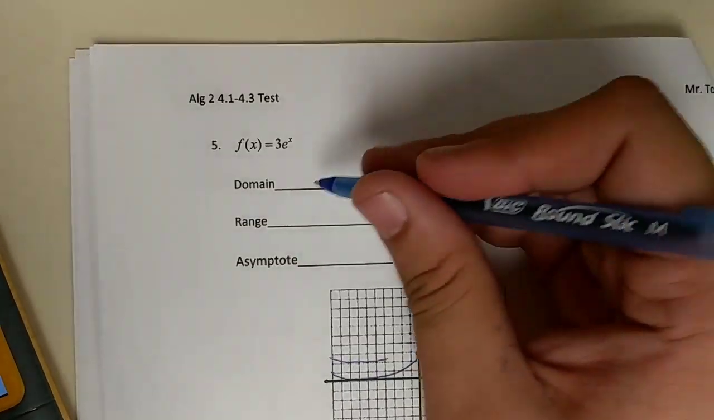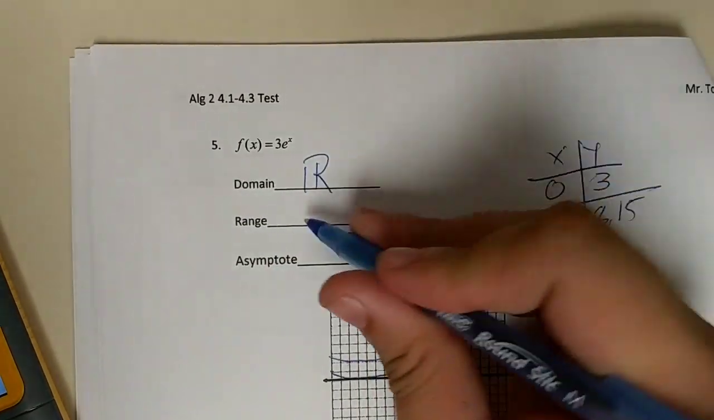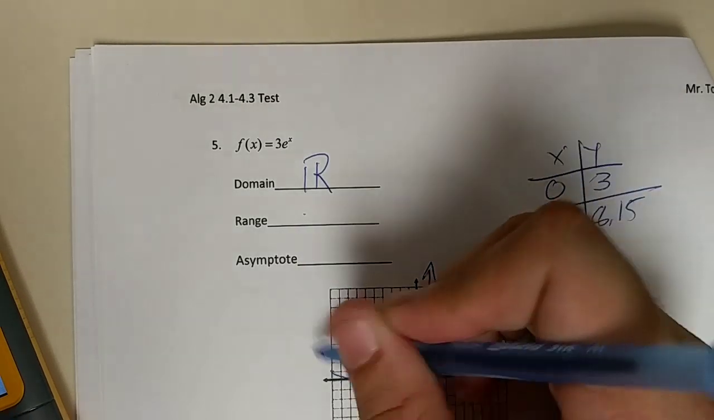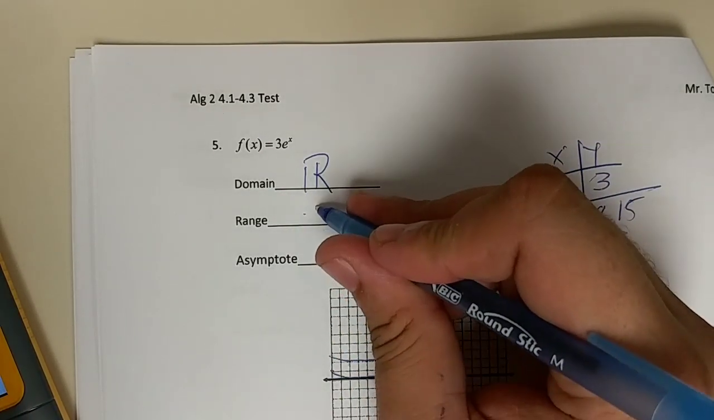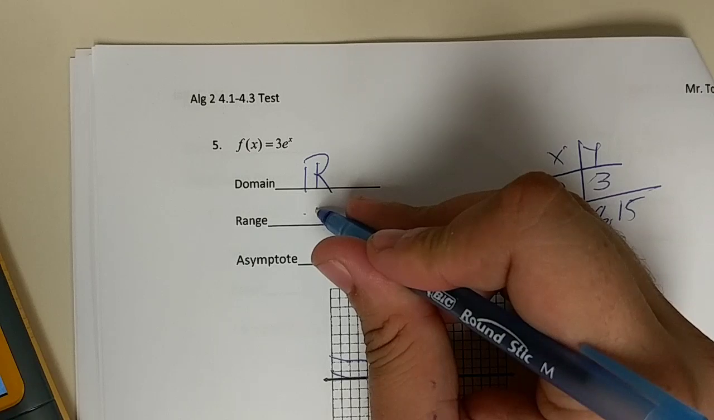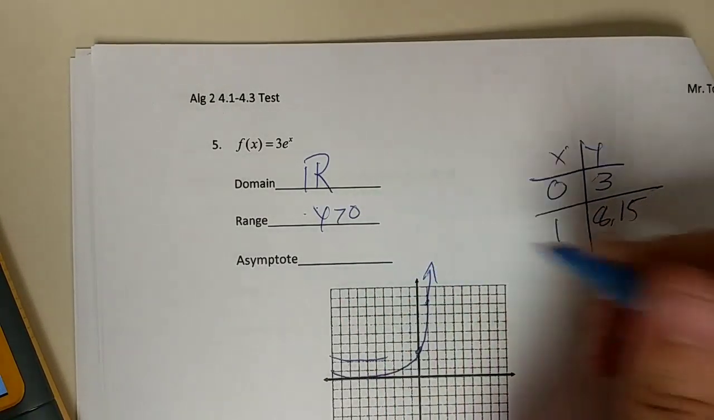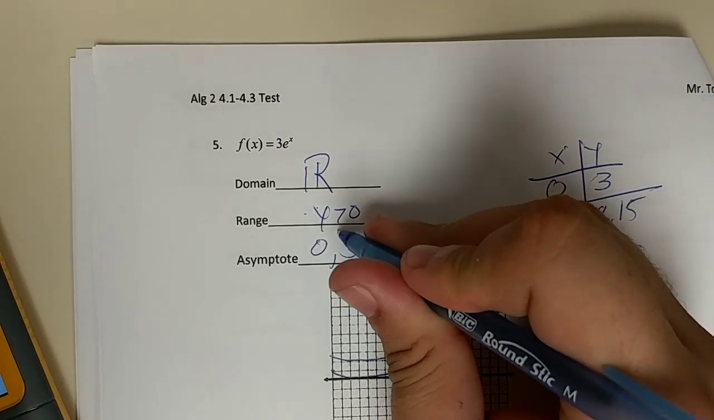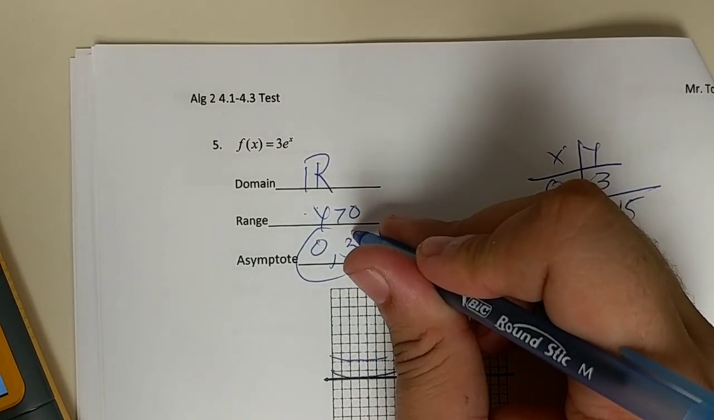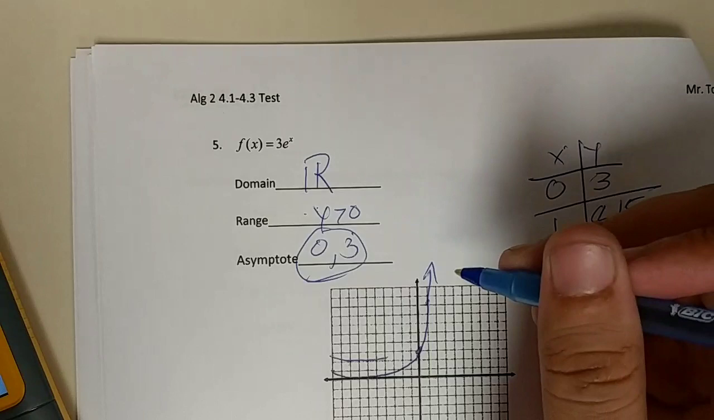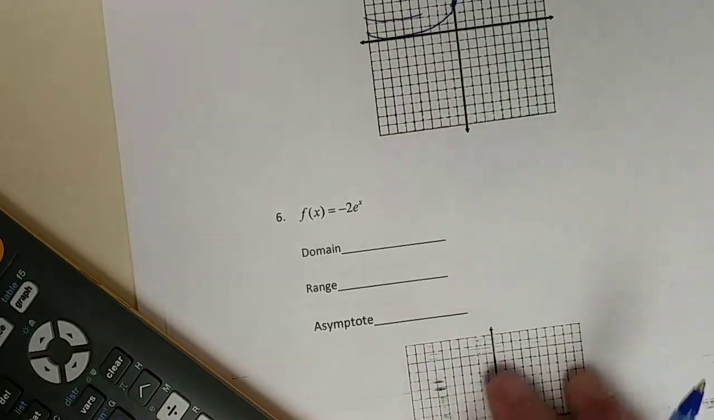My domain is all reals. My range, there's no k here, so my range is y is greater than 0. My asymptote is just 0, 3. Alright, let's go to the next one.